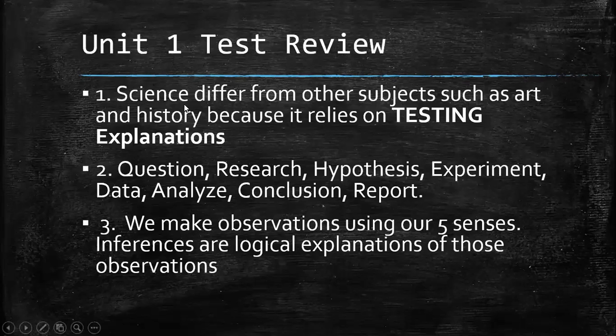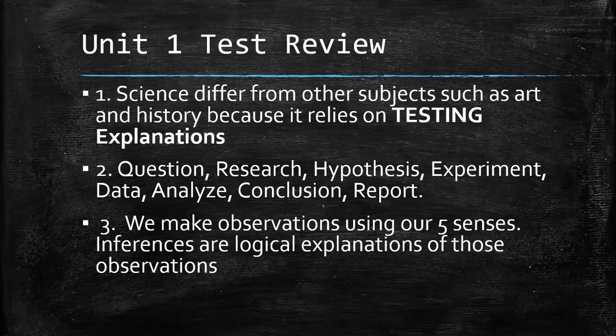So number one, how does science differ from other subjects such as art and history? The difference is that science relies on testing explanations. In science, you have an observation and then you develop a question, and from there you test that question. And you continue to test that question over and over until multiple people get the same results. And only then do we consider it true science. So science is different because it relies on that extensive testing of our explanations by multiple people.